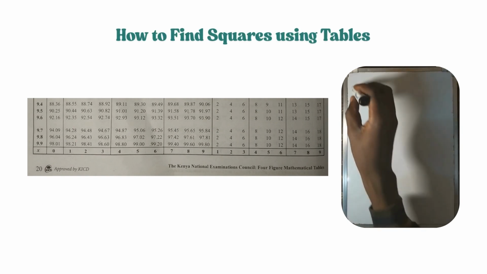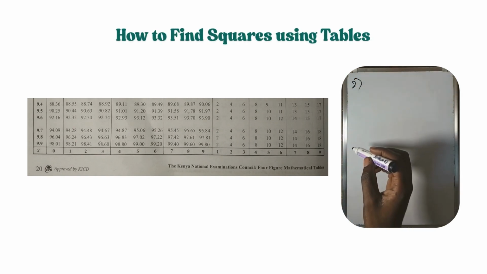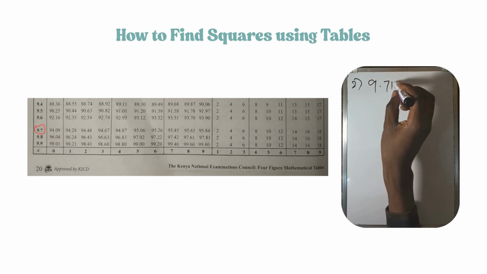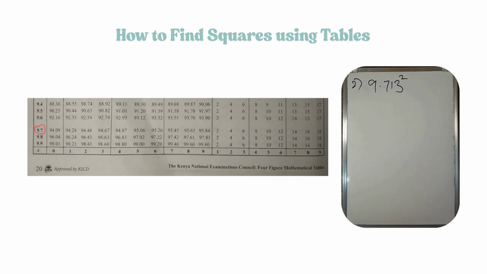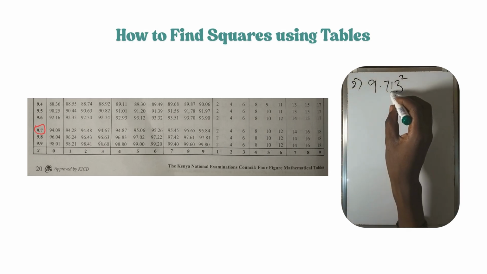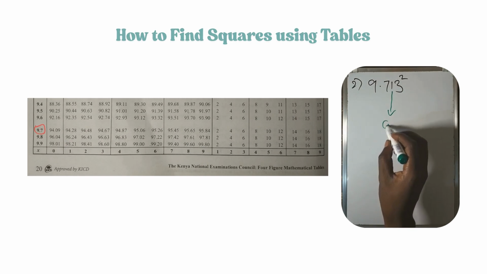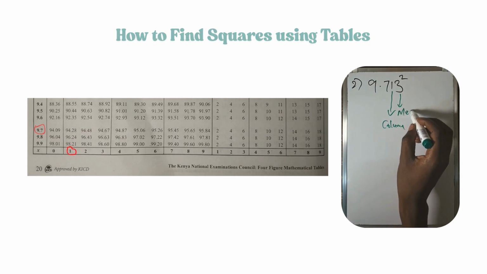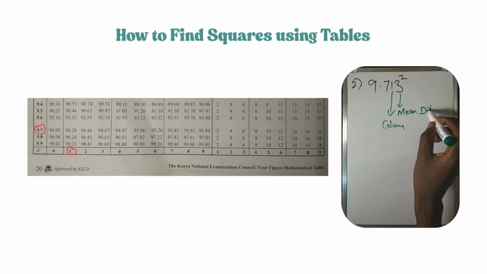Let's look at the second example. Let's find the square of 9.713 using the mathematical tables. In this case, just locate the value. Let's look at the row 9.7 and column 1. So in this case, this will be our column and this will be our mean difference.